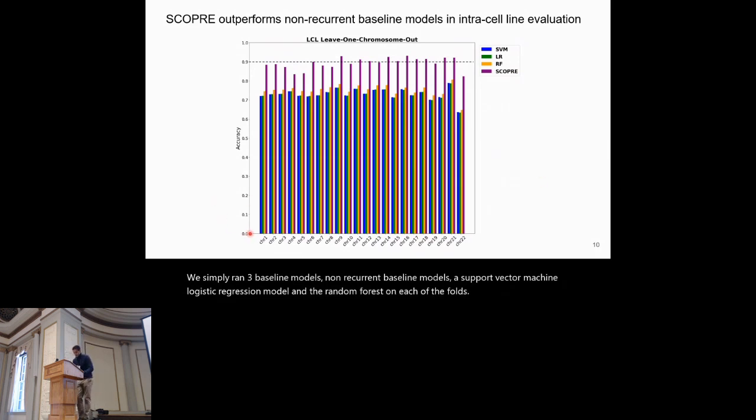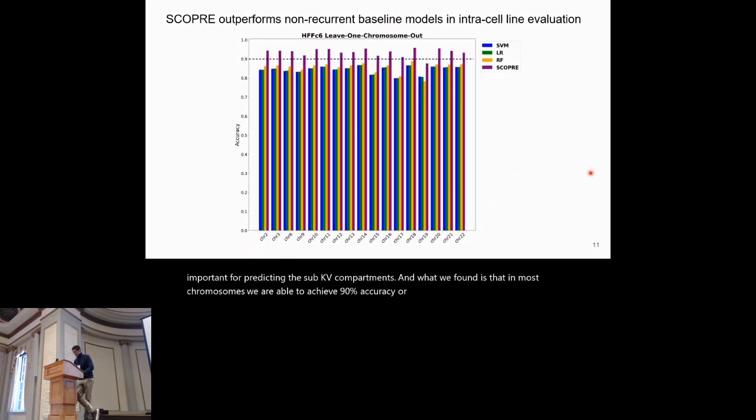And as you can see in this bar plot, for each chromosome that was left out, SCOPRE achieves a higher accuracy than these baseline models, suggesting that recurrence is indeed important for predicting these sub-compartments. And what we found is that in most chromosomes, we are able to achieve 90% accuracy or higher. And we see the same story in the other cell line for which we were able to call these sub-compartments. And we achieve even higher accuracy, with an average of 94% across all chromosomes.